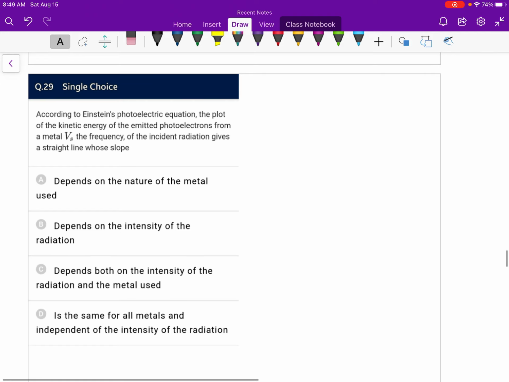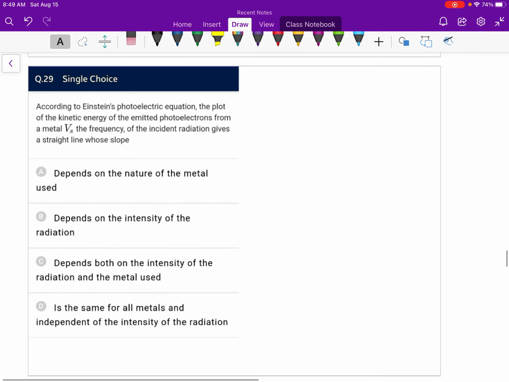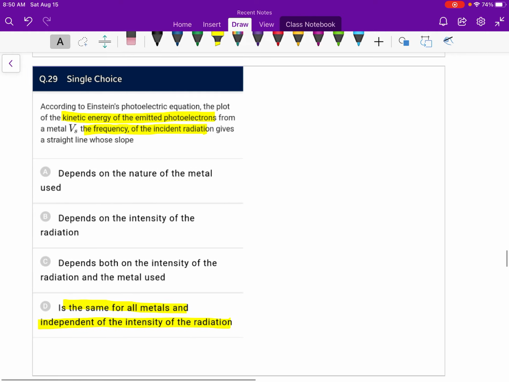According to Einstein's photoelectric equation, the plot of kinetic energy of the emitted photoelectrons versus the frequency of the incident radiation is the same for all metals and independent of intensity of radiation.